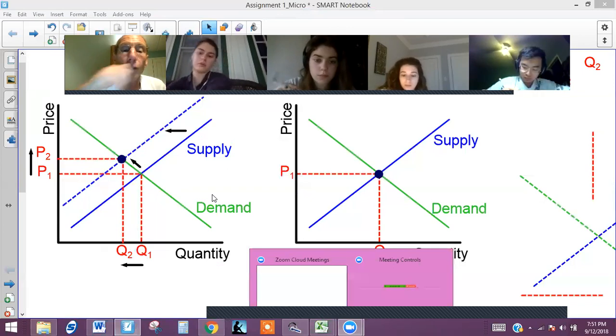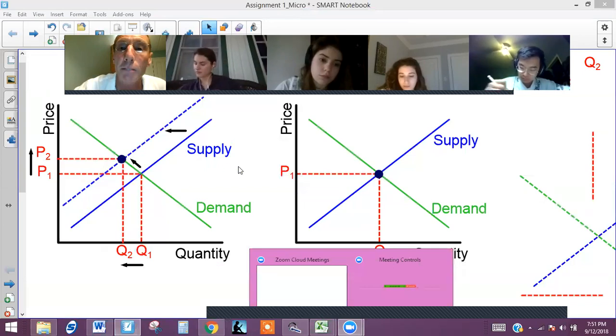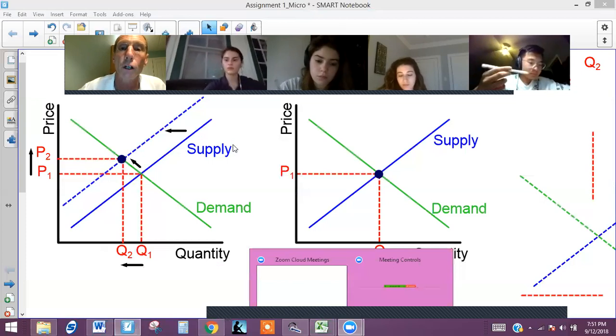Okay. This is actually a function. We could actually write an equation. If we had numbers for prices and quantity, we could write a function. Y equals mx plus b. We could do a function for these curves, but we don't need to worry about that. I just want you guys to get the basic concepts of what affects what, okay?